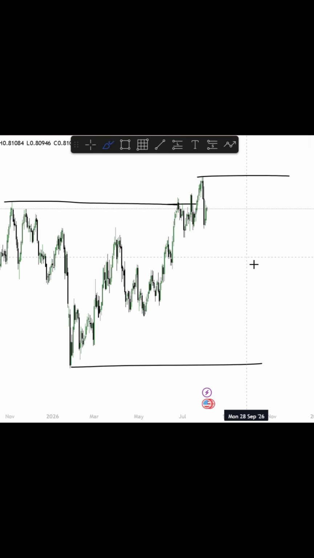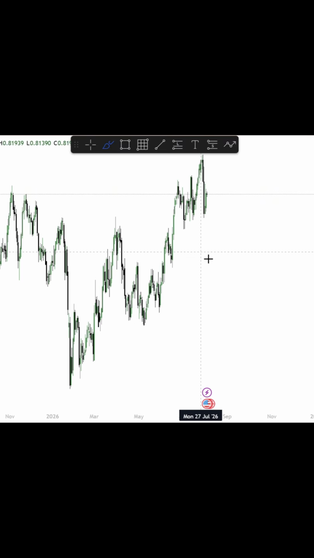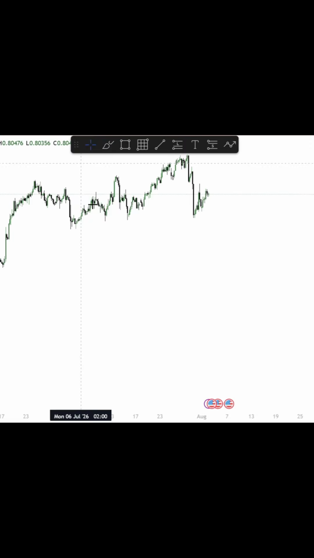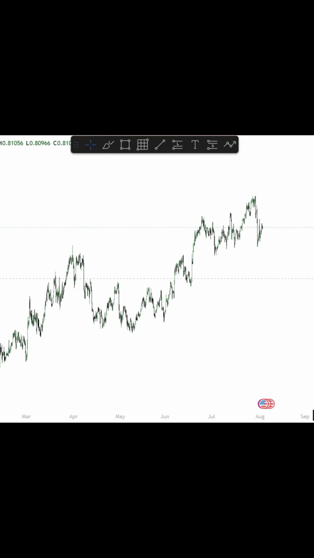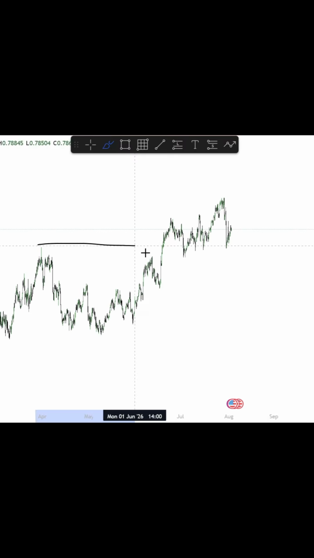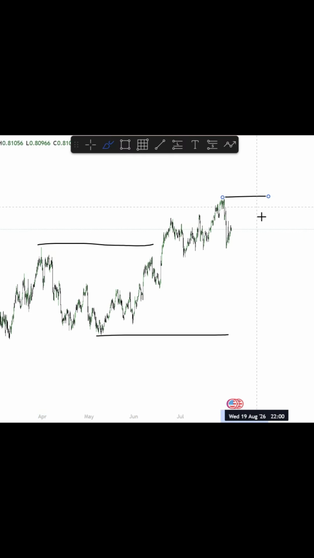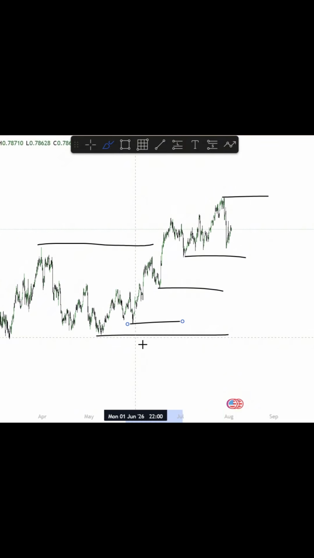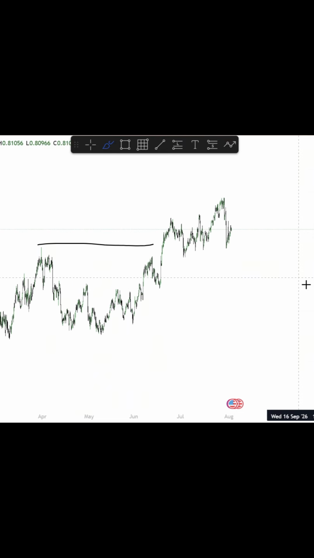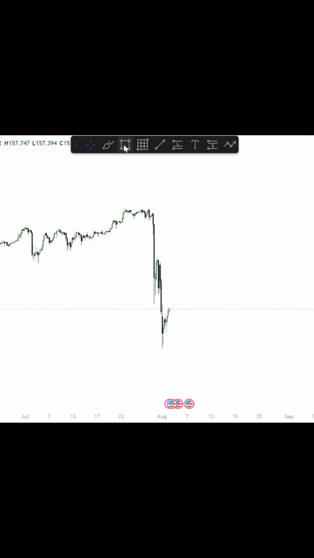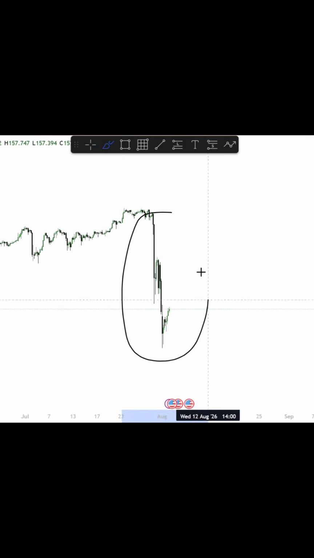I know some of my students were capitalizing on the 4-hour structure last week, but for me personally, it's just something that I do not want to trade. We've got our 4-hour break of structure here, swing low, swing high. We've still got so much liquidity open, nothing's been taken out here. If any of these levels get hit, I'm happy to look for that long position, but for now I'm just waiting for further developments.